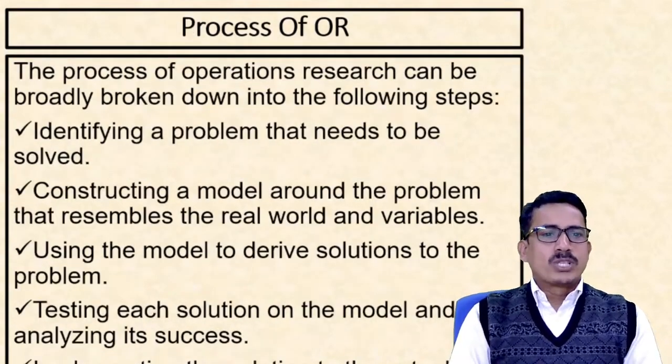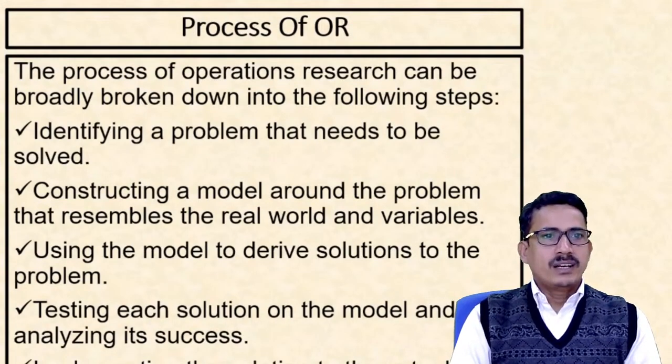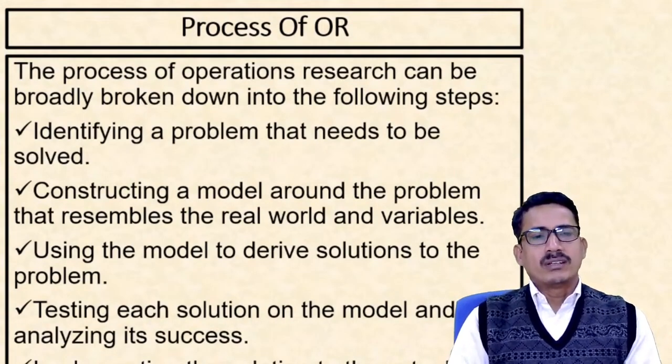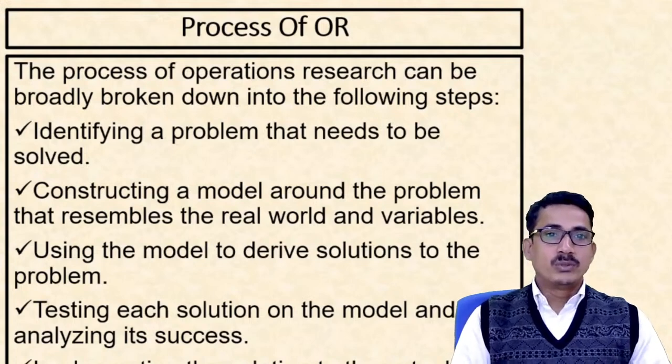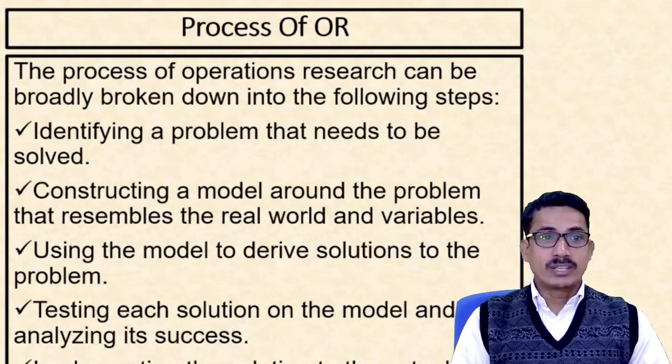We have discussed process OR. It has different processes, so how do we do it step by step? What should be the first step when the problem comes to you? The first step is to identify the problems which need to be solved. Because unless you identify the problem, how can we solve it? Let us first identify this.